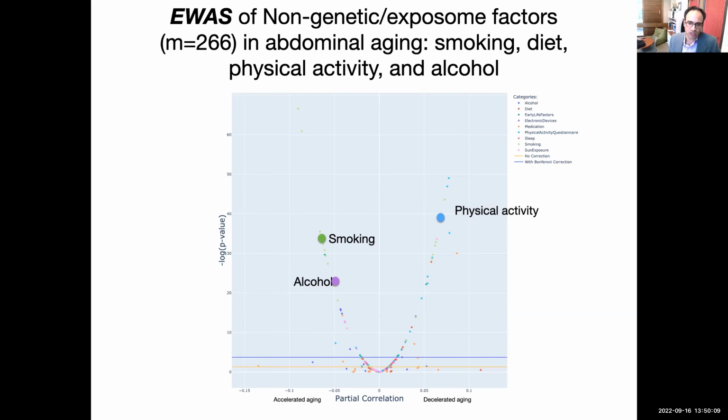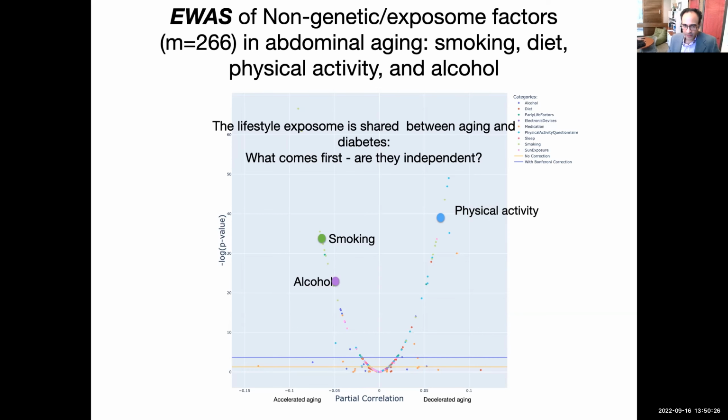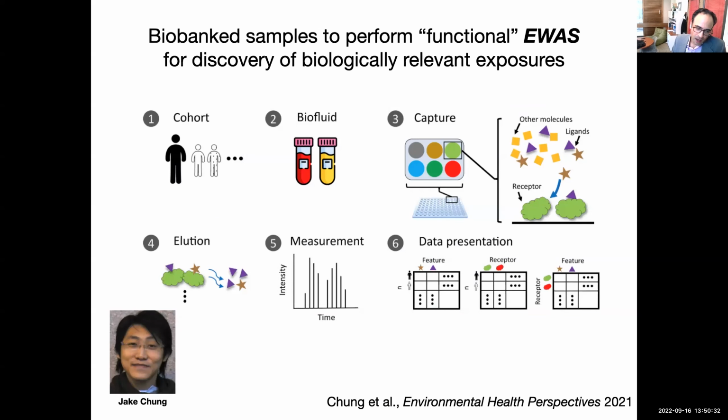So it leads us to the question of, you know, where does this fit in? Does it fit in as an independent factor in terms of diabetes? That is, it affects accelerated aging, which then affects maybe things like diabetes, or is this happening in parallel for individuals? So lifestyle exposome is shared between aging and diabetes. What comes first? Are they independent? I think new promises involve assaying in a different way.